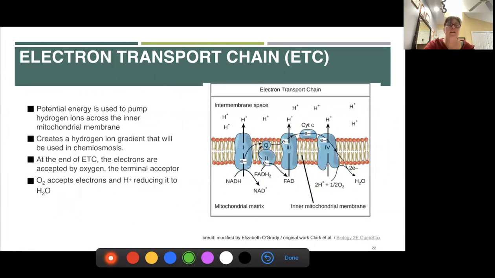So that potential energy is used to pump the hydrogen ions, like I said, into the intermembrane space. We have a hydrogen ion concentration gradient now, and we can use that for chemiosmosis. And then at the end of the line, we have oxygen, which is going to pick up those used or discarded electrons that are now at a ground state and have no more potential energy.